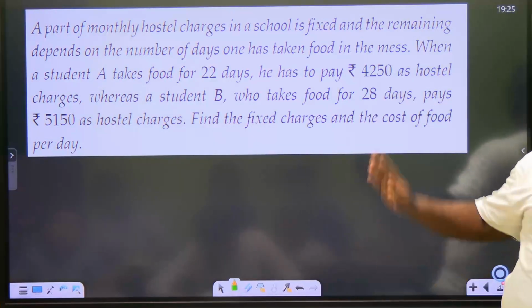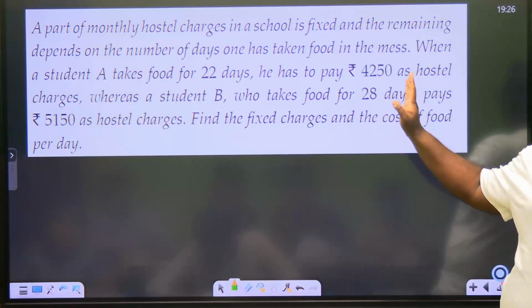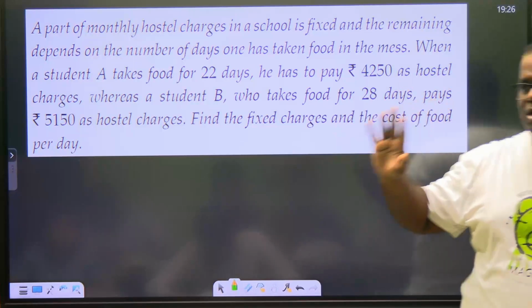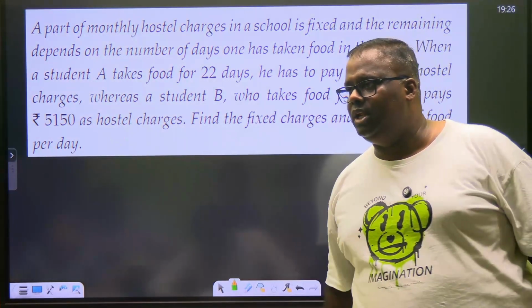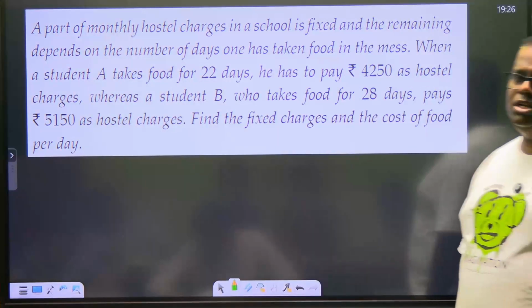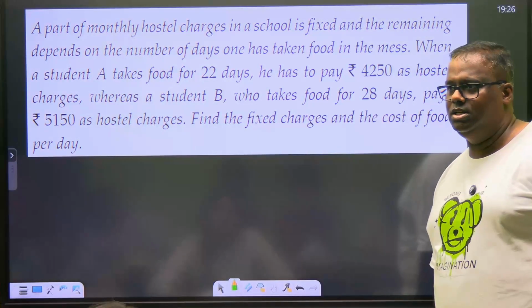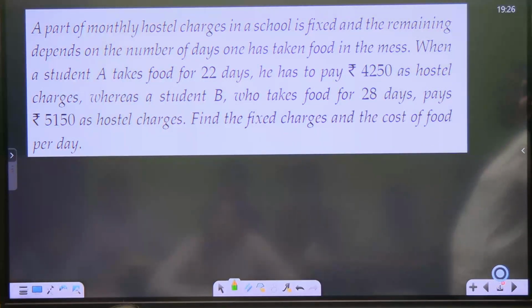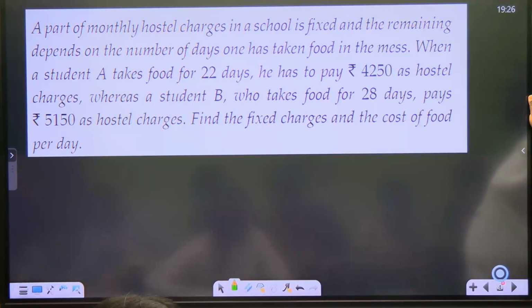Shreya understood the logic for this problem. Aditi, did you understand the logic? Hostels will always charge you a fixed monthly rent for the seat, and then based on how many days you eat, that is called the mess charge. Mess means food. Vakul, are you understanding? No issues?